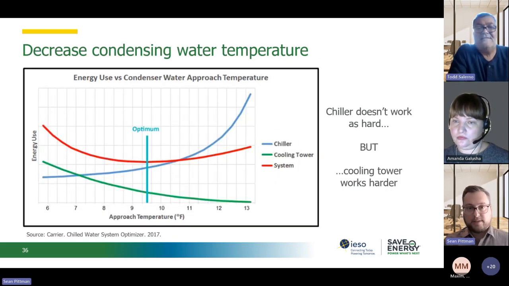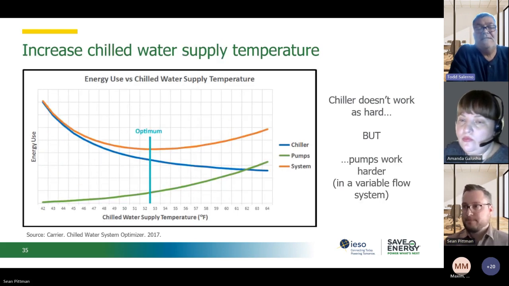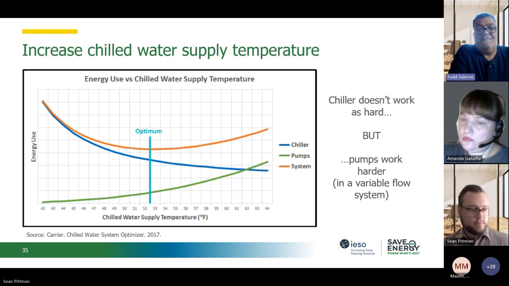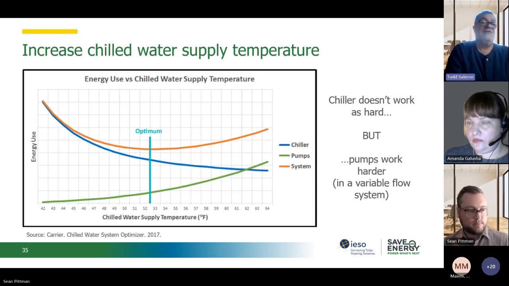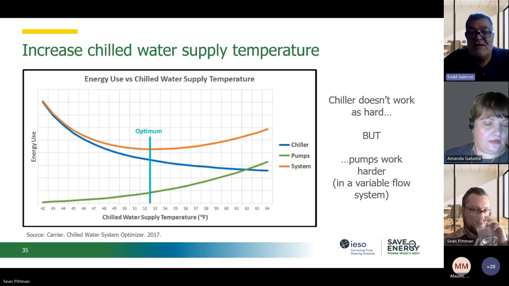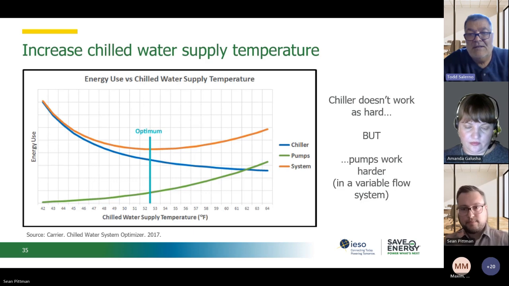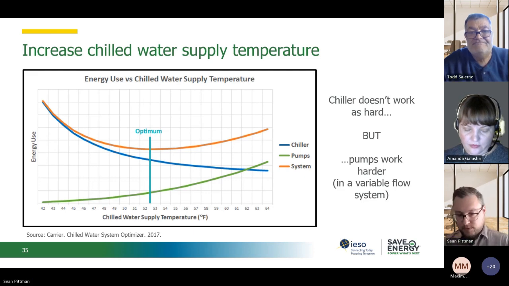On the other side, can you go back to that one for a second too? If you change the chilled water supply temperature too much and you start getting a low delta T on the chiller, that in effect is going to reduce its efficiency. Yeah, good point.